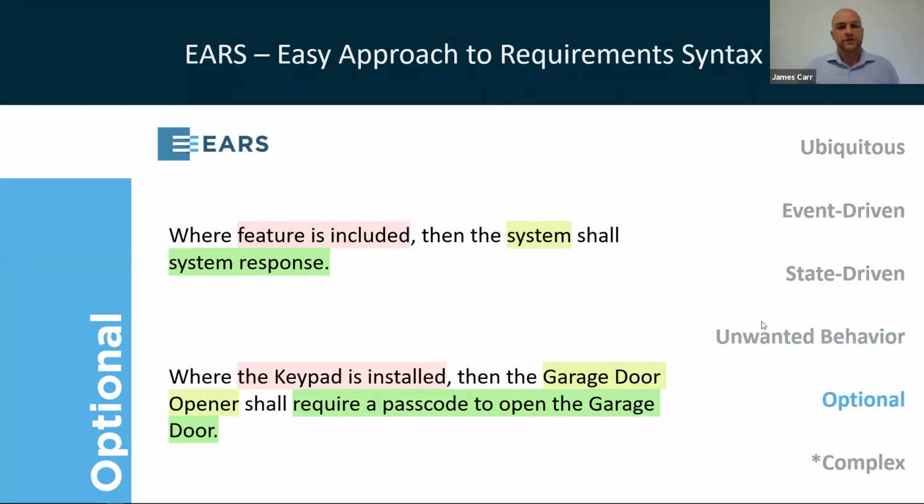Next are the optional requirements. This is when an optional feature is included. So where an optional feature is included, then the system shall, and then the response. In this case, we could say where the keypad is installed, then the garage door opener shall require a passcode to open the garage door. So those are the 5 types of EARS templates that we're talking about.